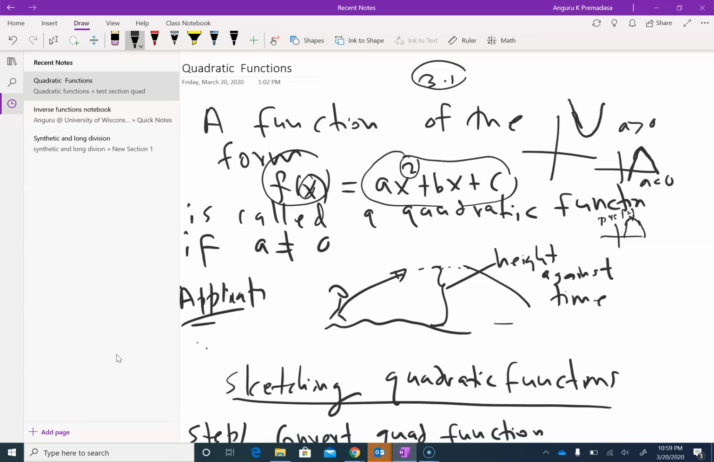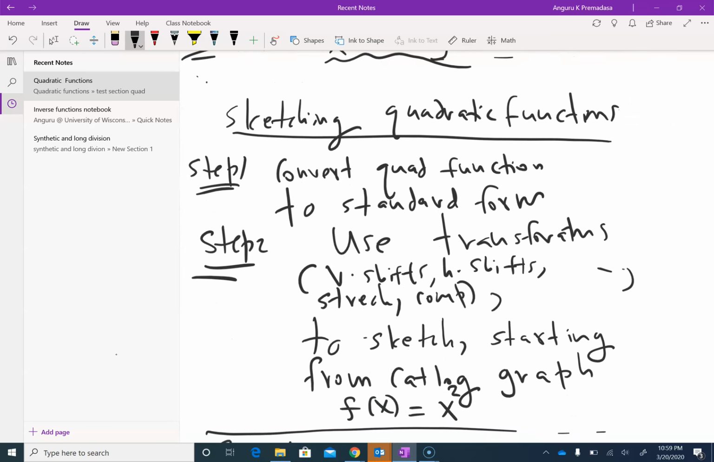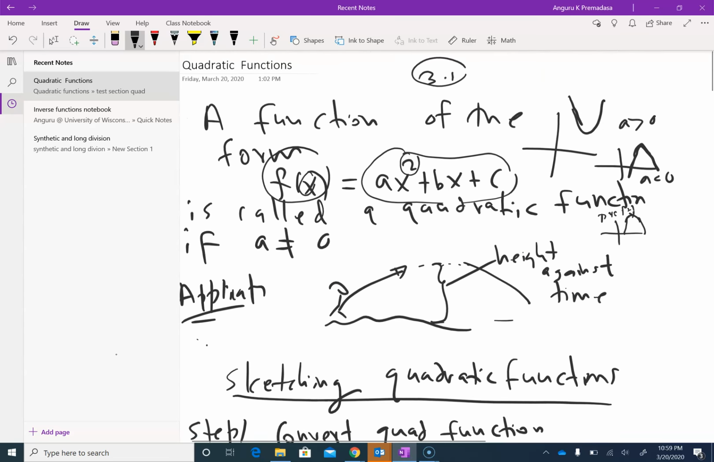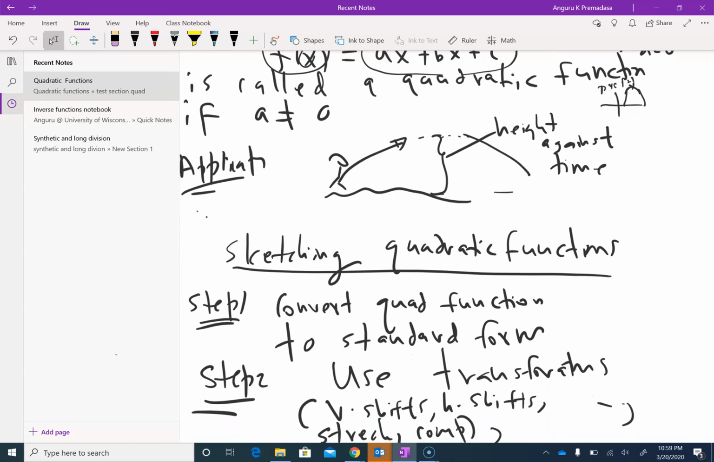So let's try to see how we can sketch a quadratic function. Let's go right away to the steps involved. So in order to sketch a quadratic function, first of all, you need to convert this quadratic function into what is known as the standard form.